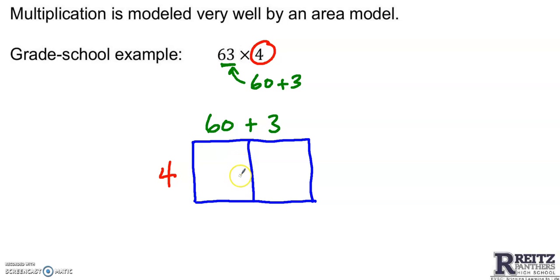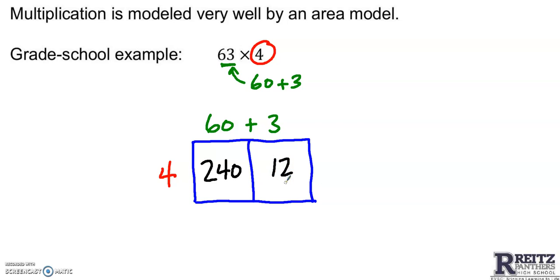This is a way that some students learn to multiply that's probably quicker than if you did it the old-fashioned way. So you can simply multiply each corresponding set of items on the length with items on the width. 60 times 4 is 240. And 3 times 4 is 12.